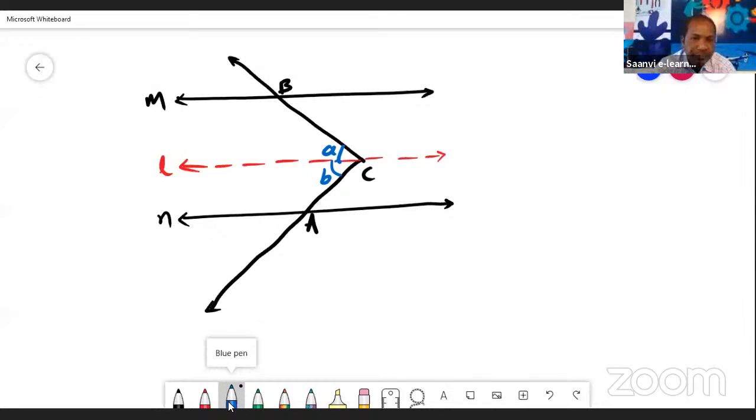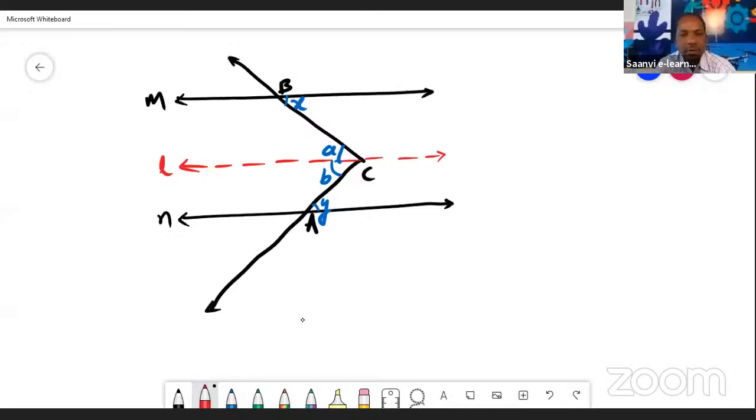Two angles we are getting. So here take the point X, and here take the point Y. It is given already in the figure. This is angle X, and this is angle Y. This is the given figure, children.